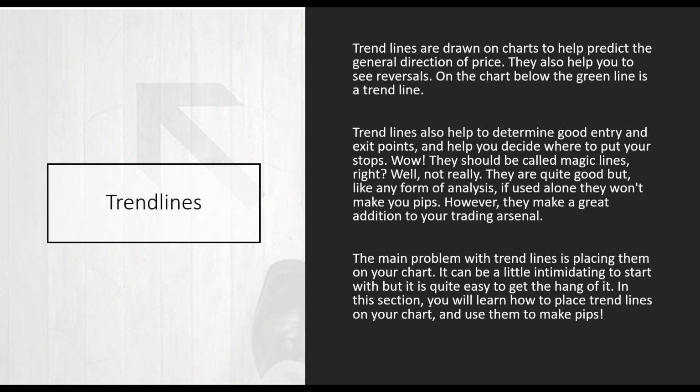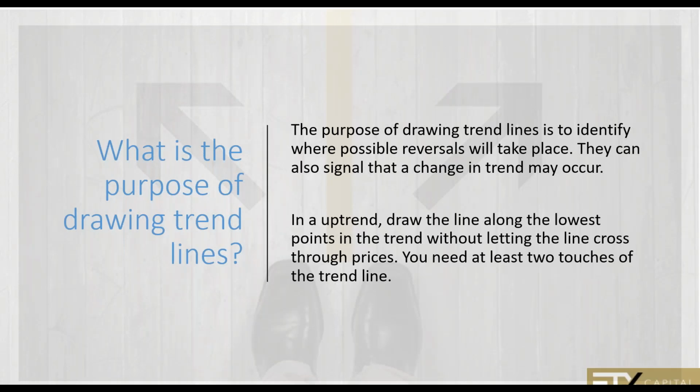The main problem with trend lines is placing them on your chart. It can be a little intimidating to start, but it is quite easy to get the hang of it. Now, the purpose of drawing trend lines is to identify where possible reversals will take place. They can also signal a change in the trend. In an uptrend, we draw the line along the lowest points in the trend without letting the line cross through prices. You need at least 2 touches of a trend line to be able to draw it. That's just to put it on your chart. That doesn't mean it's an active or good trend line. So let's go over to our chart.